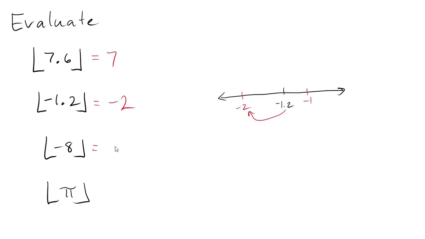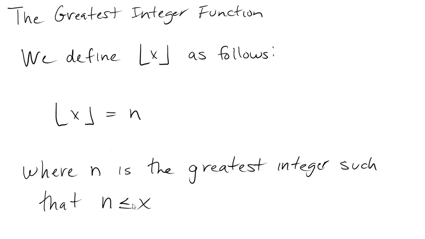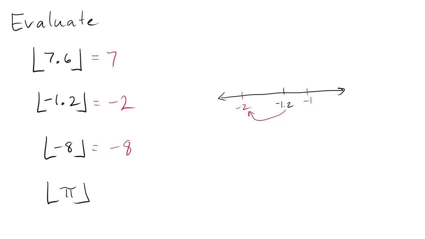If the input is already an integer, you leave it alone. That's where the or equal to comes in. n is the greatest integer, the biggest integer, such that n is less than or equal to x. Well, -8 is the biggest integer that's less than or equal to -8. So you stop there. You do not take that one down. See if you can apply the greatest integer function to pi. Most of you probably know at least 3 digits of pi, 3.14, and that's all you really need to know. Well, you're going to take that to the first integer that falls below it, which is 3.